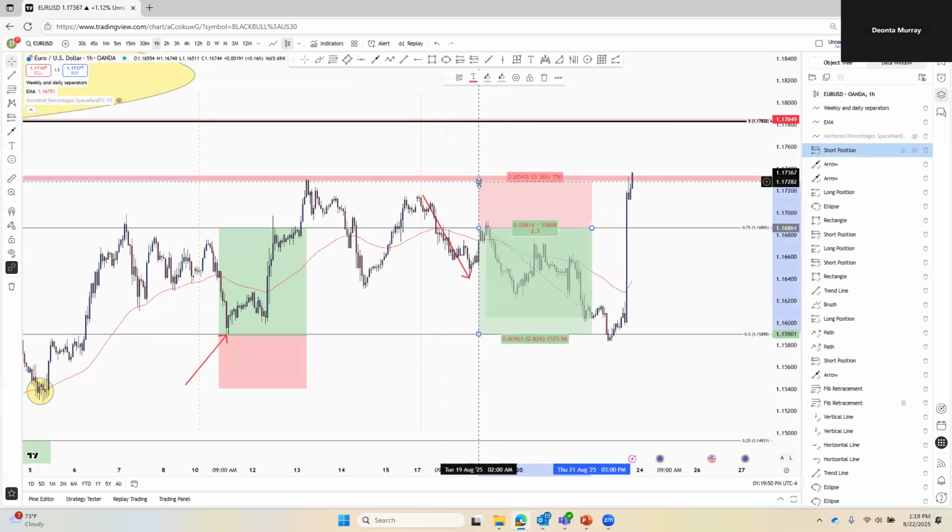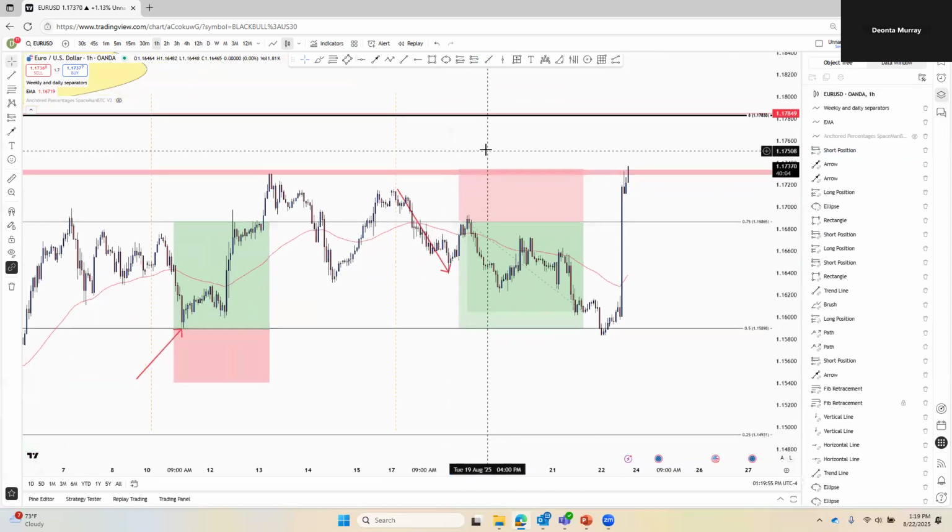Everything in me is telling me to sell this market. Boom. What do I aim? The normal 1 and 2. So this 1 and 2 is going to be helpful. That's how you play it safe.